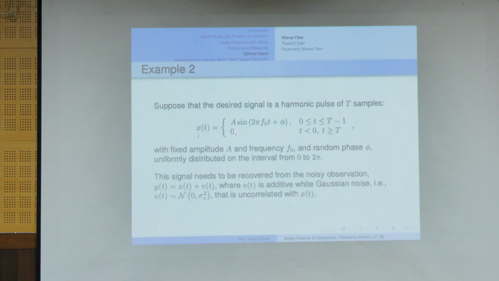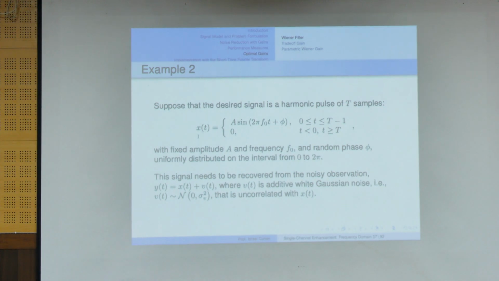The amplitude is fixed, the frequency is fixed, the phase is random between 0 and 2 pi, and we measure just capital T samples of the signal. And suppose that we have additive white Gaussian noise. And this is more practical because in the time domain we use a fixed length filter, so we can move it in real time, and so on.